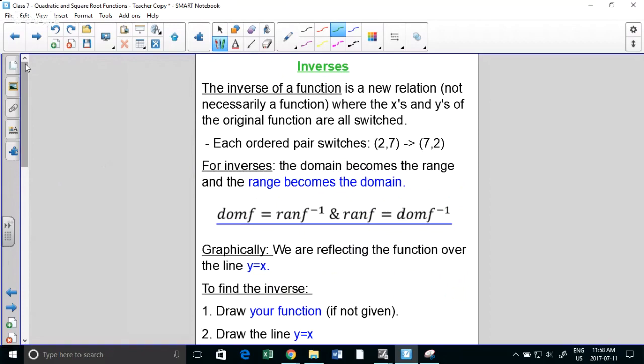The inverse of a function is a new picture, which could be a function or not a function, where the x's and y's of the original function are completely switched. So every ordered pair, every xy pair, switches. So we have 2, 7. On the new function, this would be 7, 2. For every single pair on the picture, they switch. Meaning that the domain, which is all the x values, becomes the range, the y values, and the range, all the y values, become the x values.